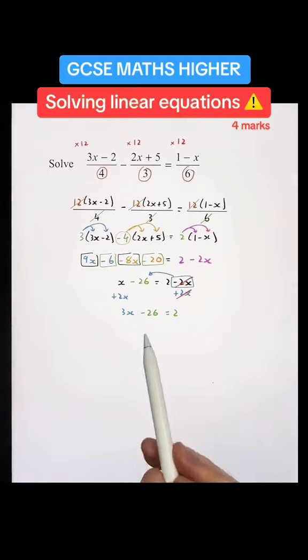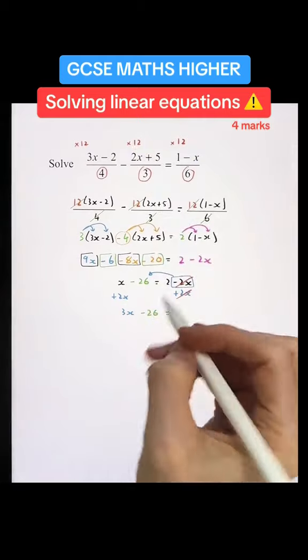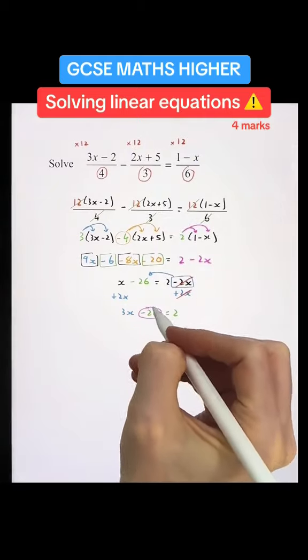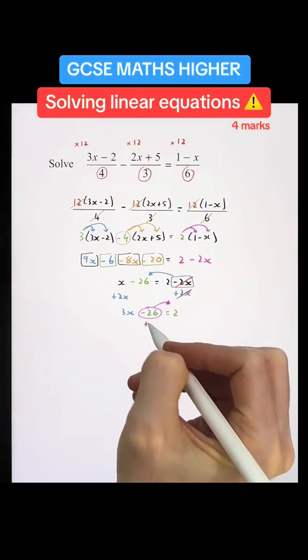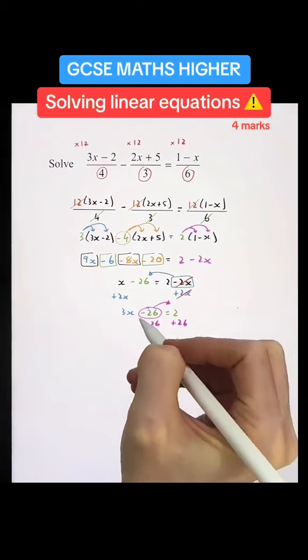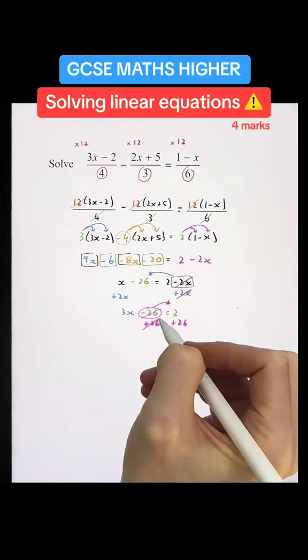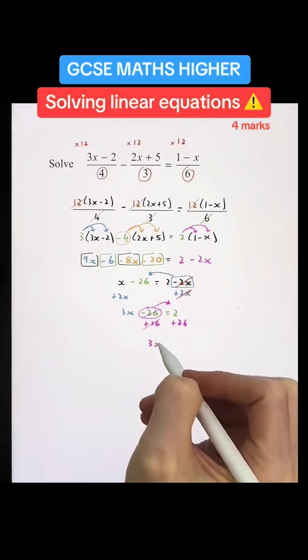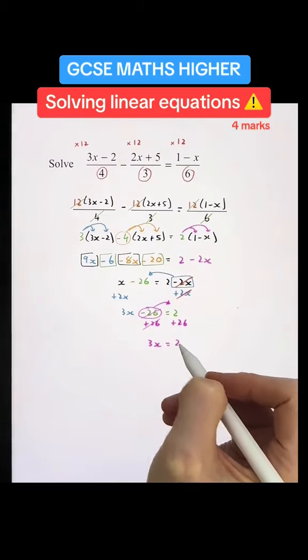Now I've got x on the left, I want my number terms on the right. Hence, I'm going to move negative 26 across to the right. If you move a term over an equal sign, it changes sign. Hence, the opposite of minus 26 is to add 26 to both sides. On the left-hand side, negative 26 add 26 will cancel. That would leave us with 3x. And on the right-hand side, 2 add 26 will give us 28.